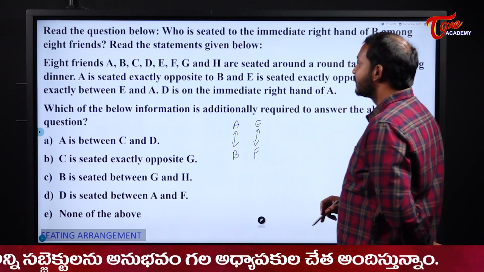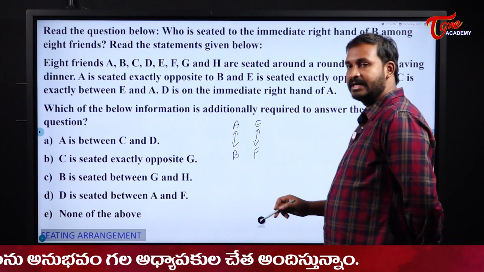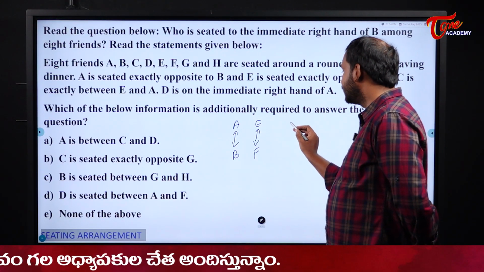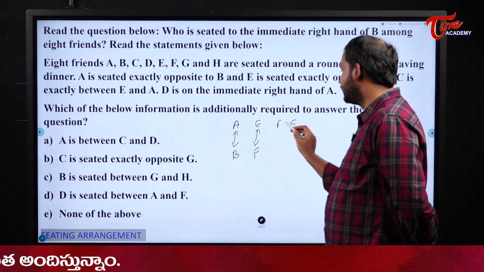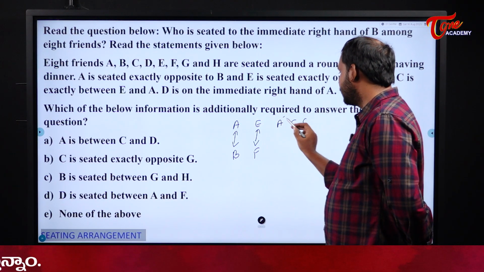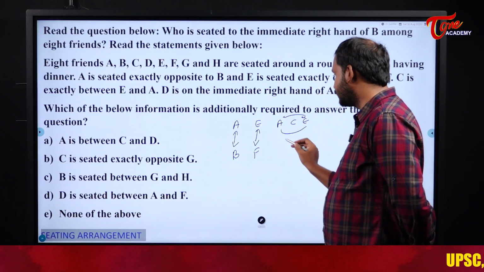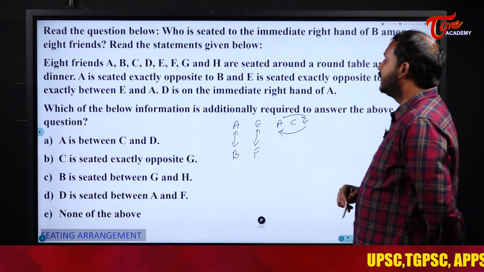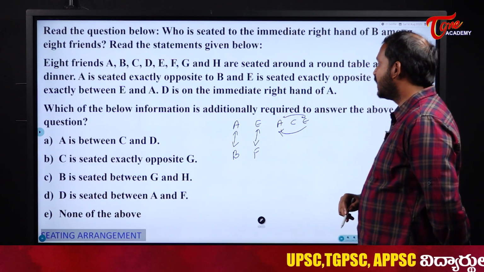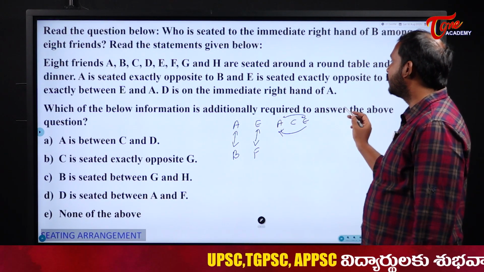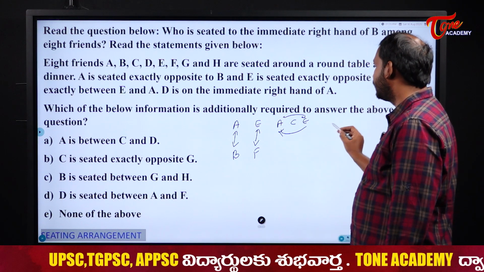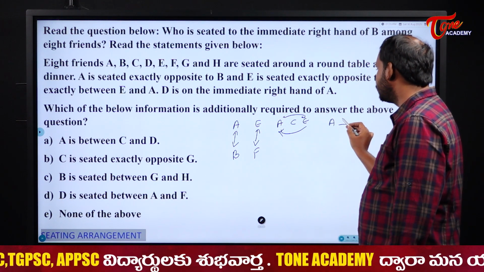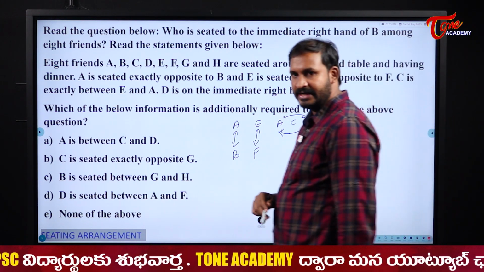Okay. C is exactly between E and A. C is between E and A. E and A, so they can be opposite to each other. D is on the immediate right hand of A. That means A's immediate right is who? D. A's immediate right is D.